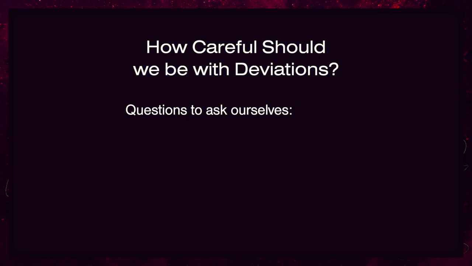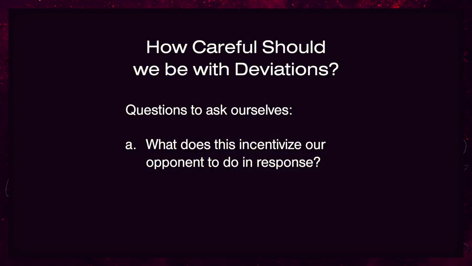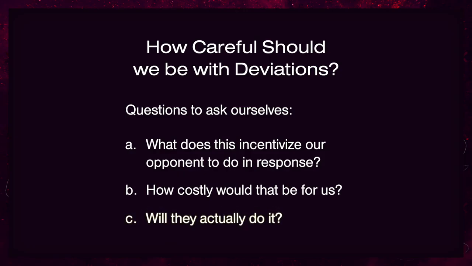Firstly, what is the exploit to this? What does this incentivize? Second, if our opponent makes that adjustment, how much does that cost us? And then third, how likely is it that our opponent will make that adjustment? There are some adjustments that are just very extreme and unnatural and unintuitive. And then others that, if you're looking at it away from the game, you might get it.